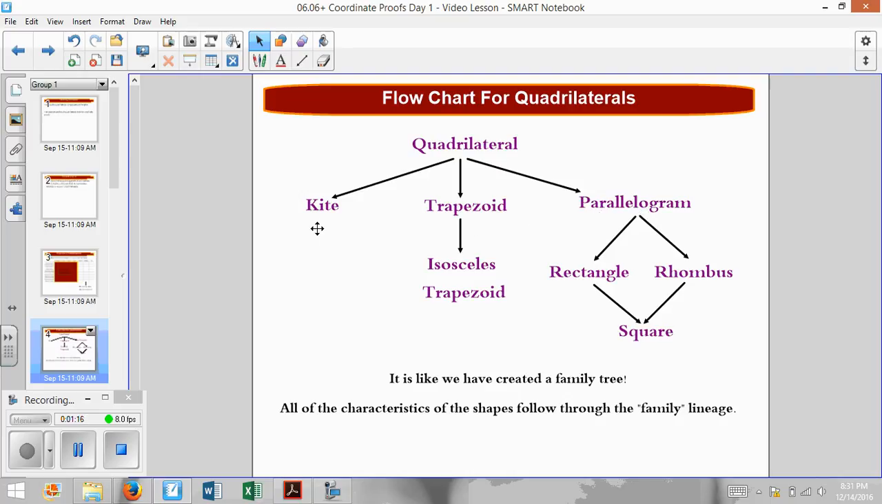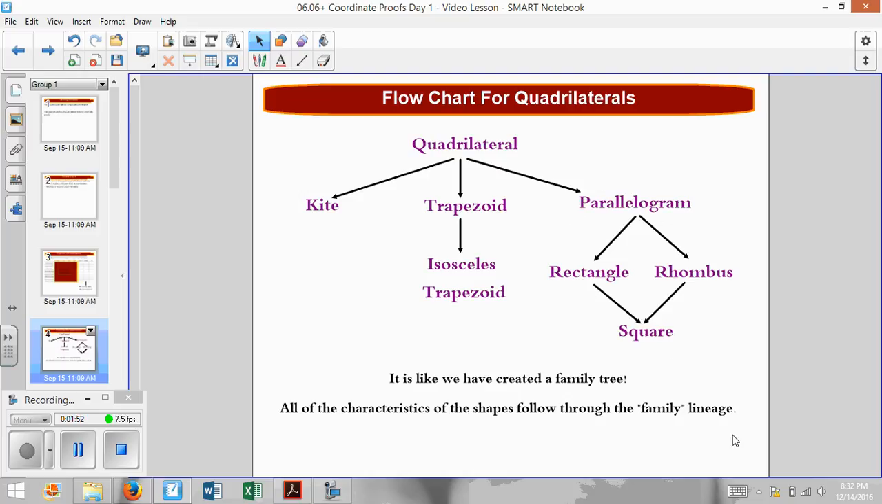Now the kites, there are no other shapes that really have no parallel sides, so kites are the bachelor of this family tree. We have trapezoids, and trapezoids ended up having a child. It's an isosceles trapezoid, so it has all the qualities of the trapezoid, but it has something extra that makes it an isosceles. The parallelogram has two separate children, the rectangle and the rhombus, and then if the rectangle and rhombus got together and had a baby, it would have a square, because the square has the properties of all of the shapes up here.